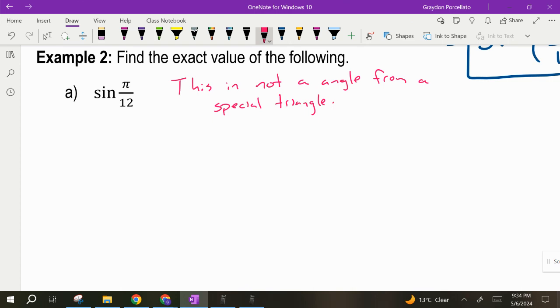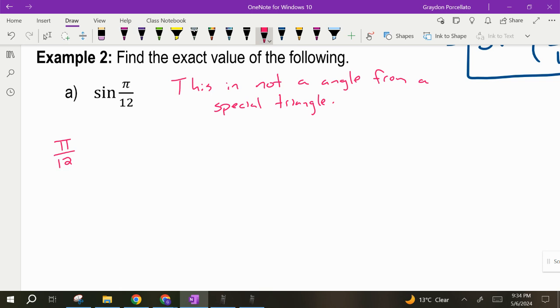So in order to do it, we want to ask, can I make it a special triangle, or two angles that I know more information about? Well, yeah, I can. What I can do is look at pi over 12.